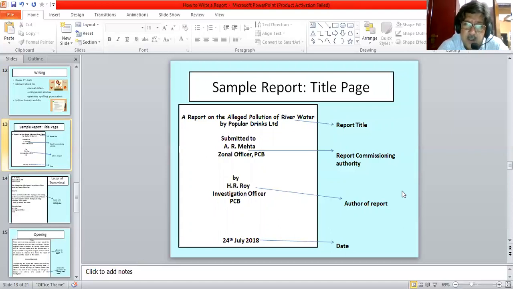So you will look at the title page now. I've got a sample of the title page on this slide. So you can see that the title of the report is a report on the alleged pollution of river water by Popular Drinks Limited. Now, Popular Drinks Limited is the name of the company or organization which is responsible for this pollution, according to the villagers.